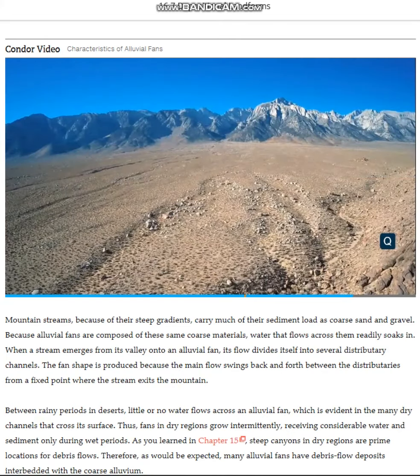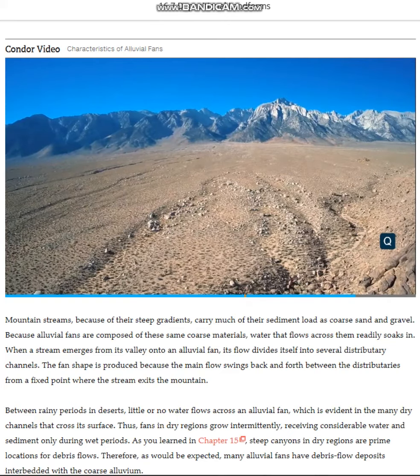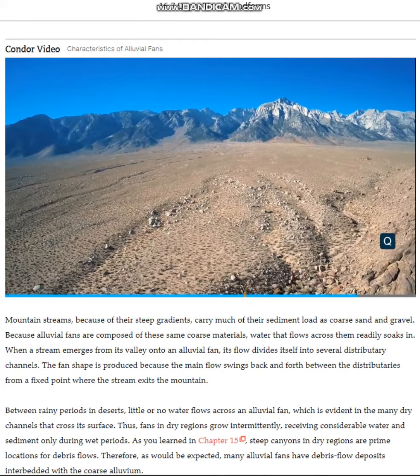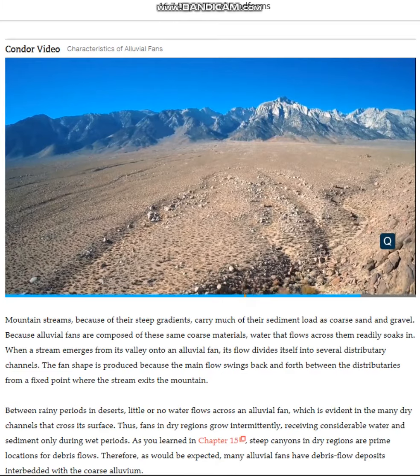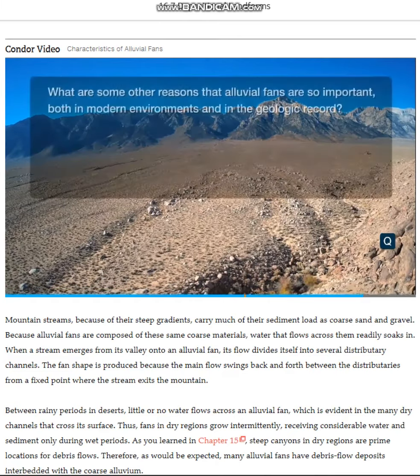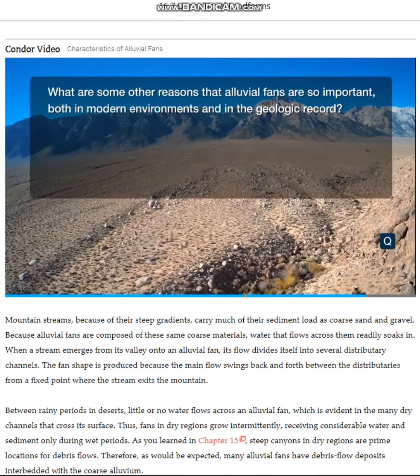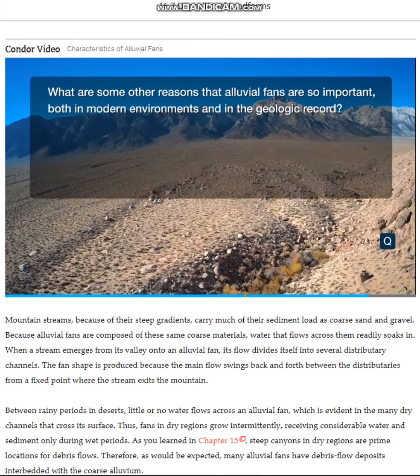So, we just spent 5 minutes flying over alluvial fans. Why are they so important? As you just saw, they can be mined for gravels. What are some other reasons that these features are so important, both in modern environments and in the geologic record?